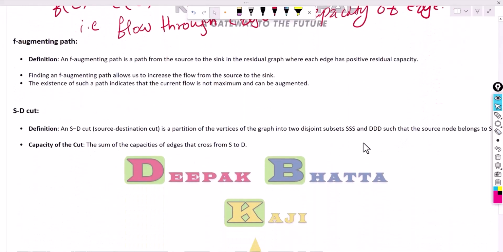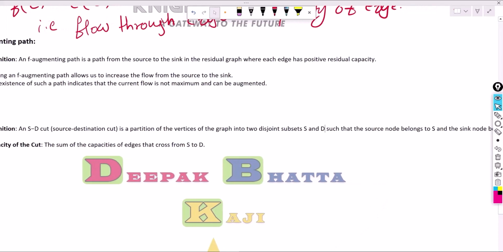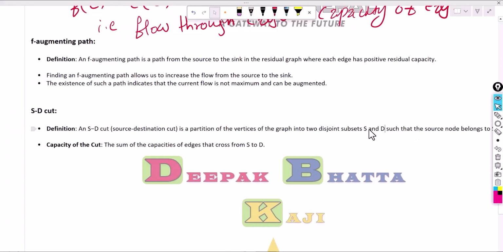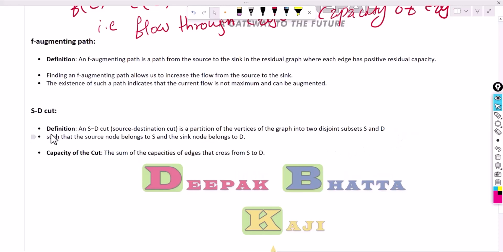And what is an S to D cut? An S to D cut, a source to destination cut, is a partition of the vertices of the graph into two disjoint subsets, that means S and D, such that the source node belongs to S and the sink node belongs to D. So the capacity of the cut means the sum of the capacity of the edges that cross from S to D.